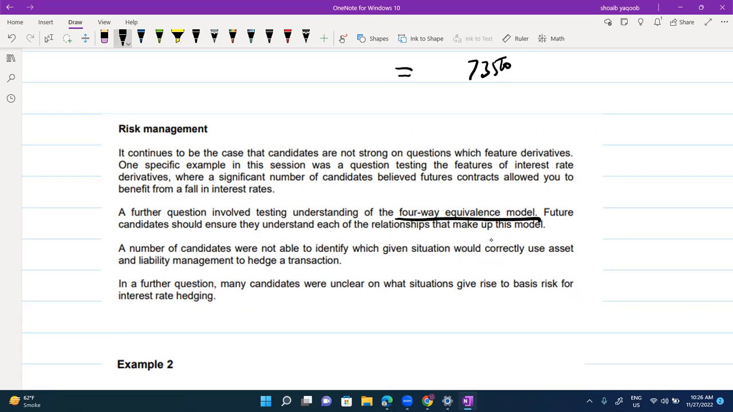A number of candidates were not able to identify which given situation would correctly use asset and liability management to hedge a transaction. When does asset and liability management help you? What is asset and liability management? If you want to hedge your position against economic risk, asset and liability management helps you and saves you. How? For example, you are facing economic risk from another country, so you create an asset abroad from which you keep receiving income. With the flow of that income, your risk gets reduced. You should know this.